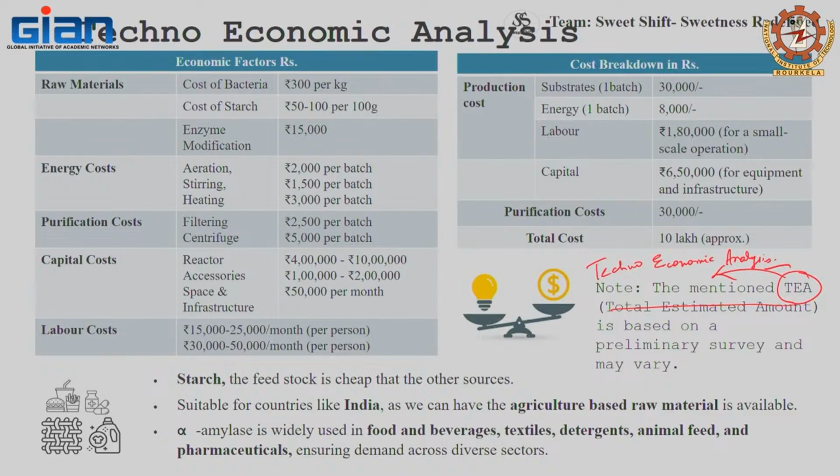Yeah, sorry. And the total cost which is actually, if you write a proposal with respect to a small one-batch proposal, it can cost 10 lakh.